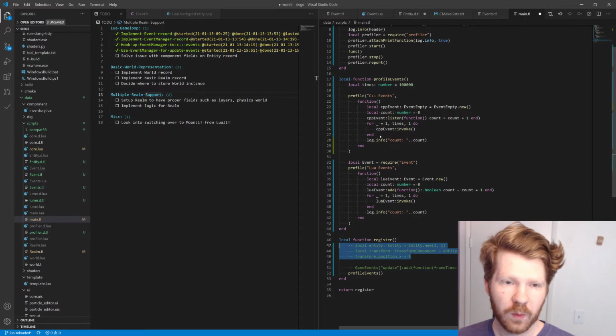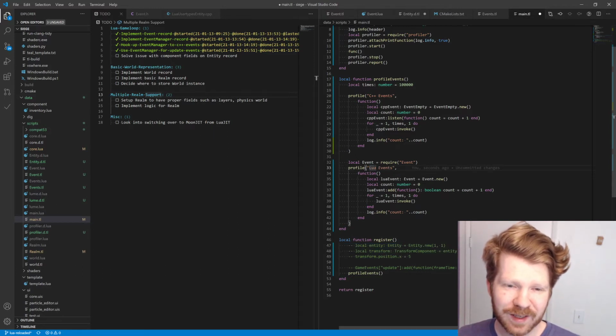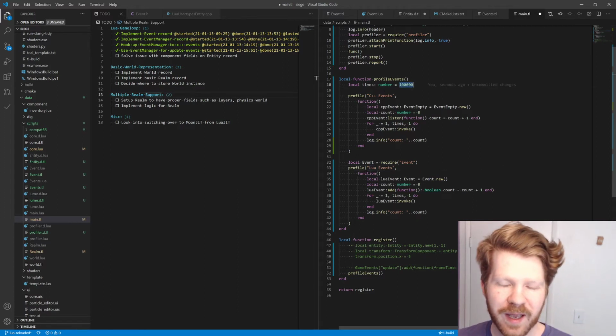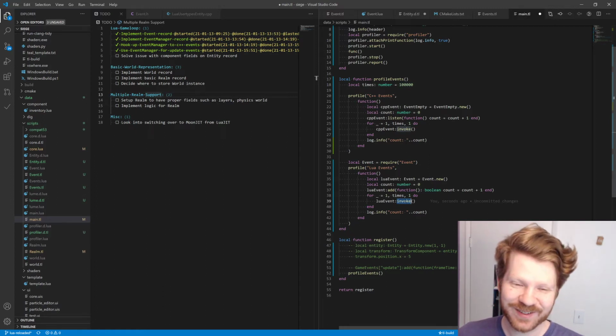Up here we are profiling the C++ events and the Lua events. And what happened will surprise you. The C++ events that are going from C++ to Lua, to C++, to Lua, to C++, to Lua, 100,000 times is actually faster than the Lua event where we're just invoking the Lua event and it's staying within Lua. Why? I don't actually know why. I was playing around with that and I'm trying to get a better understanding of why that's happening.